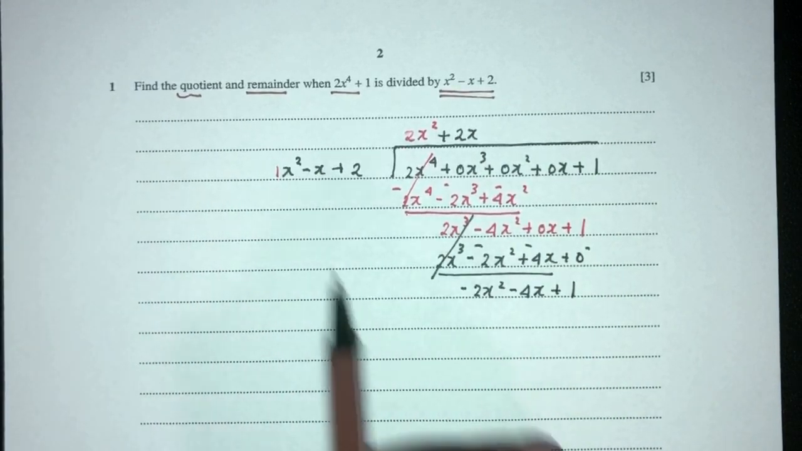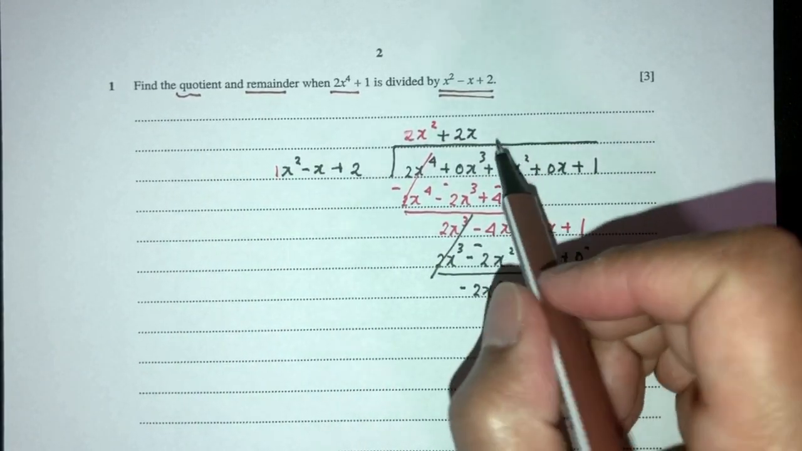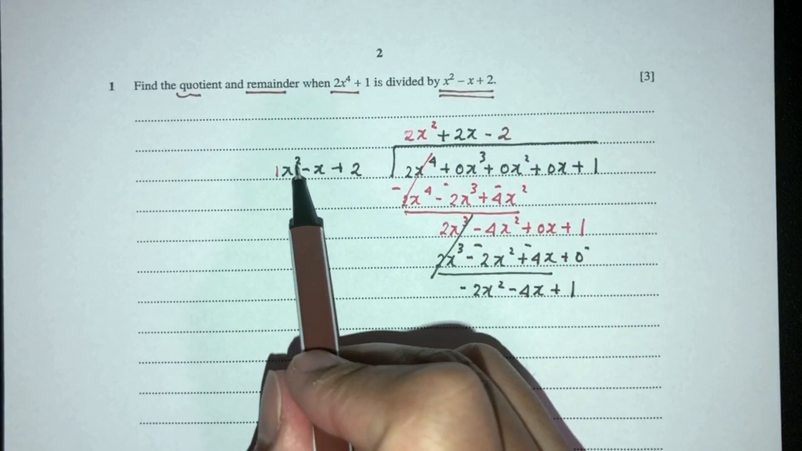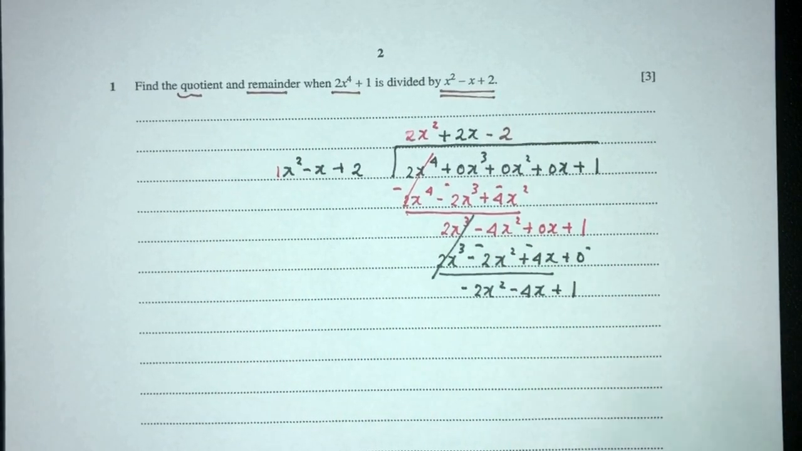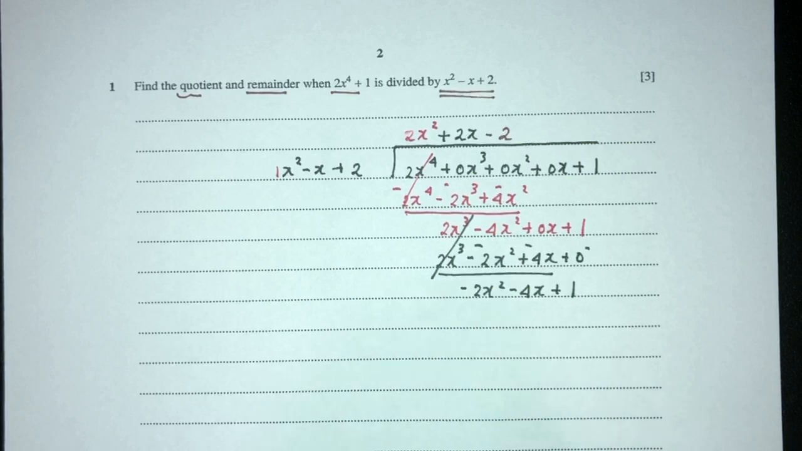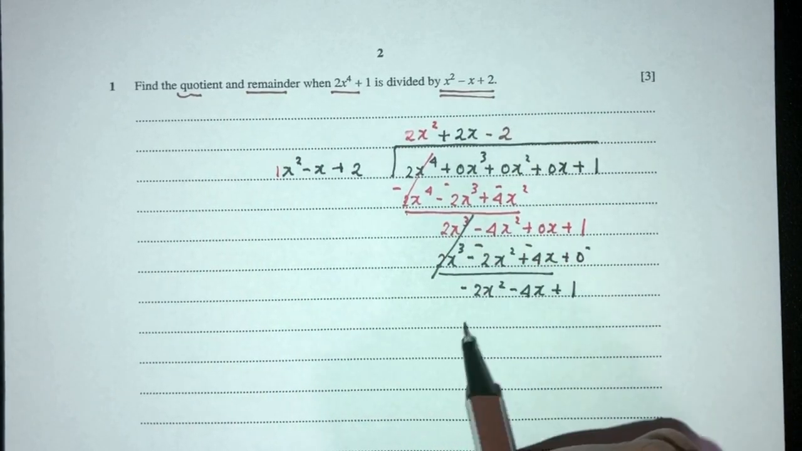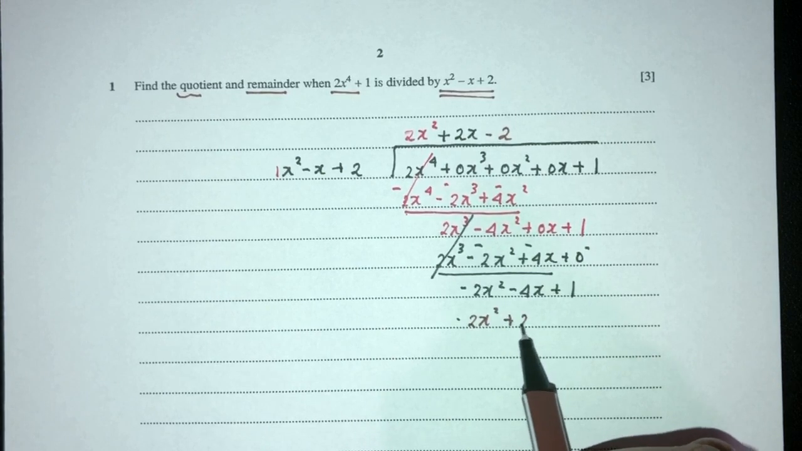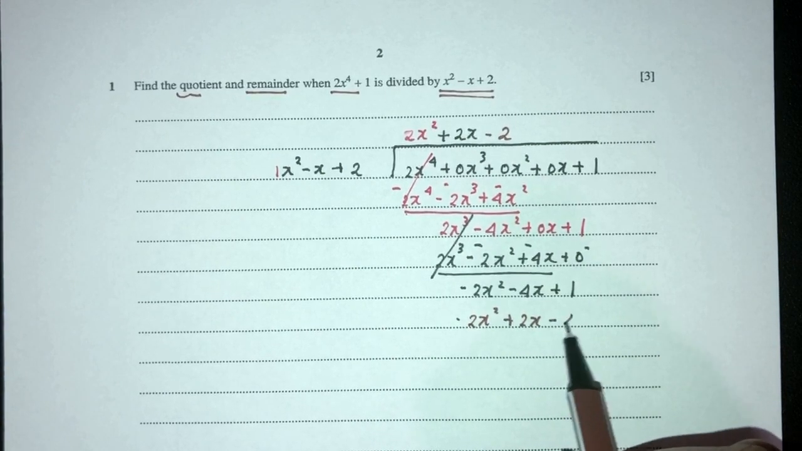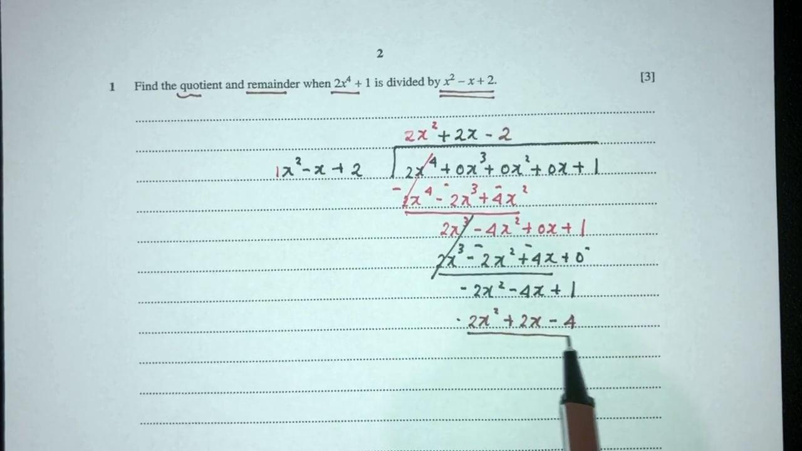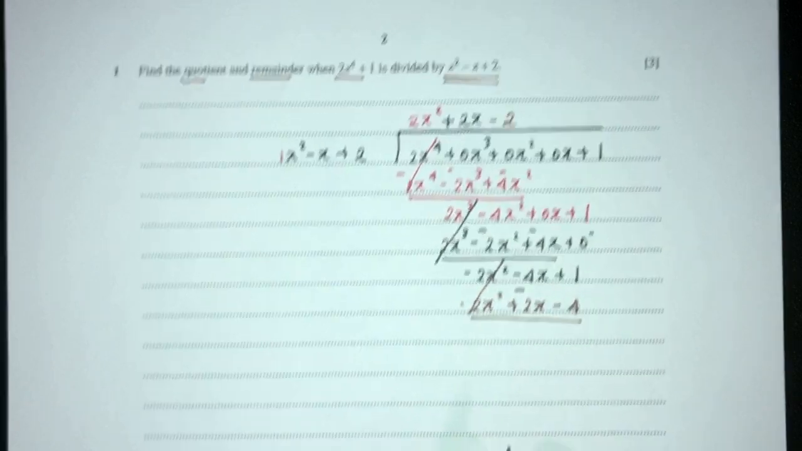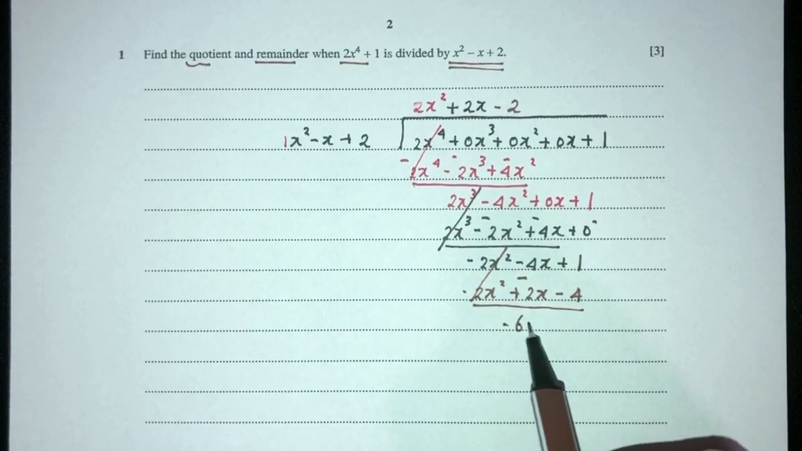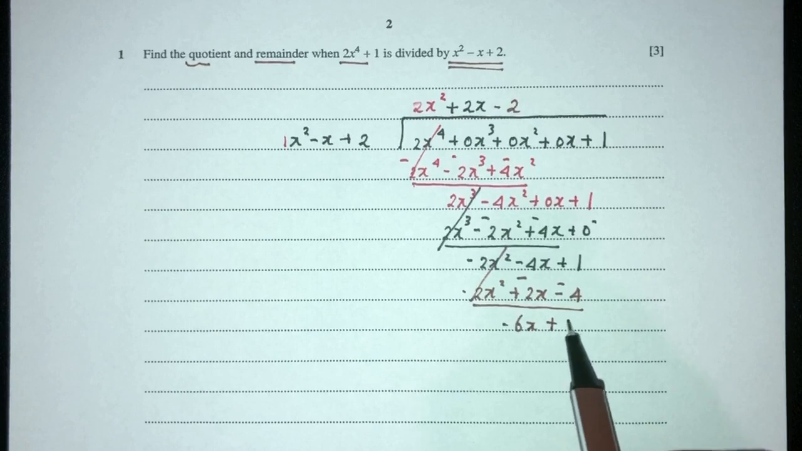Now finally, how would you make 1 become minus 2? Times minus 2. Here we have x squared, here we have x squared, so there's no need to times anything in terms of x. Now take the whole thing times this, you will have minus 2x squared. Then we have plus 2x and minus 4. Now simplify, this will go away. And here you will have minus 6x, and that should be plus 5.